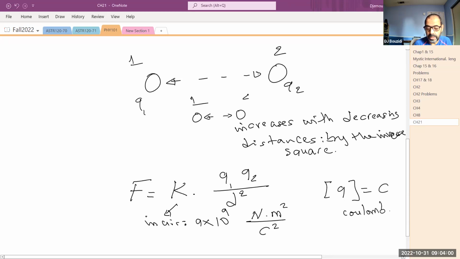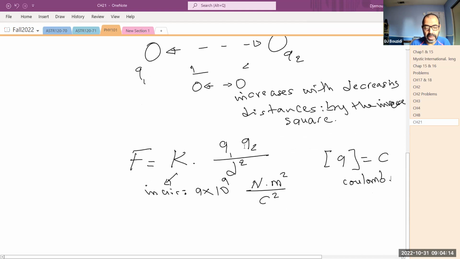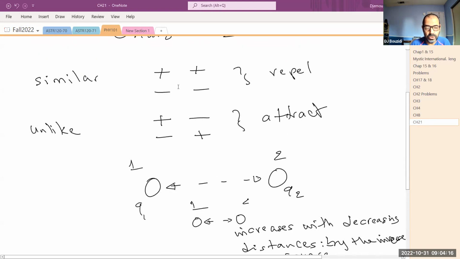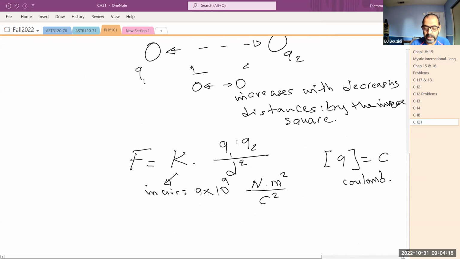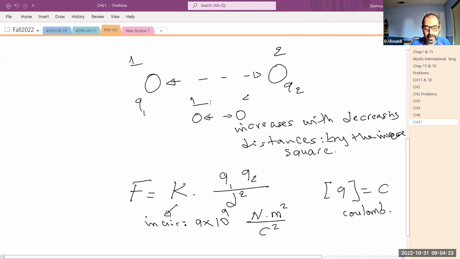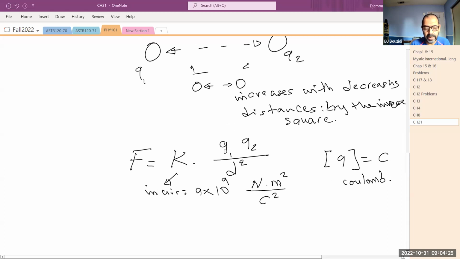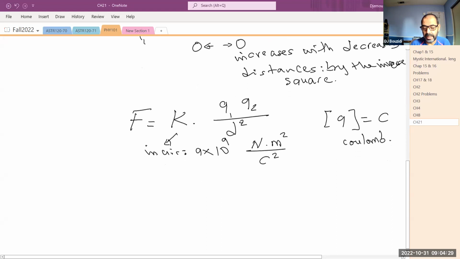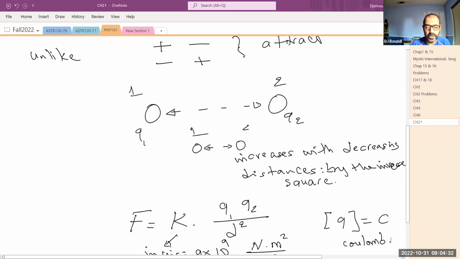So this is in a nutshell what we said last time: as the distance increases, the force drops like 1 over the square of the distance, and as the charges increase, the force increases. If the charges have the same sign, either two positive or two negative, then the product is positive and the force is repulsive. If one is positive and the other negative, the product is negative and the force is attractive. And the force is on the same line that joins the two charges.